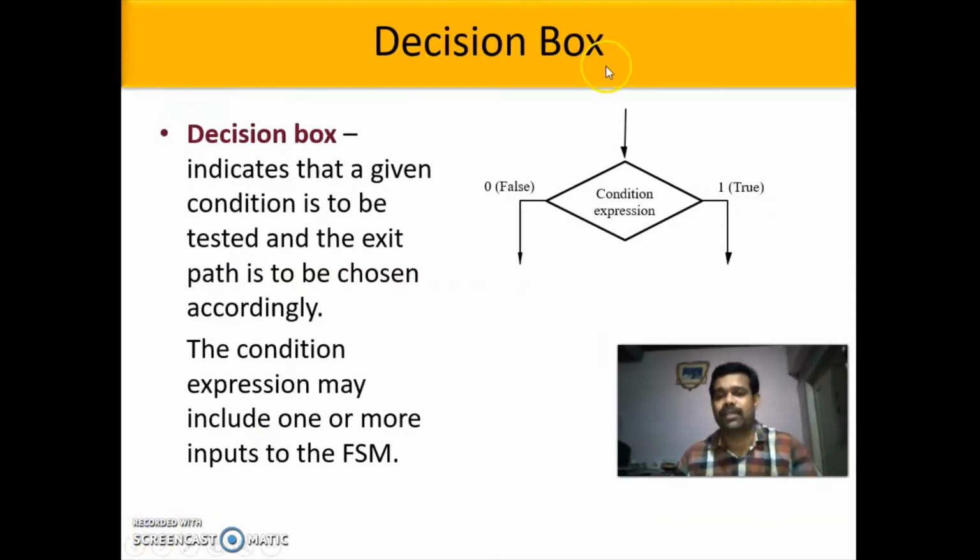Next is a decision box. A decision box is diamond in shape and it indicates that a given condition is to be tested and the exit path is to be chosen accordingly. The condition expression may include one or more inputs to the FSM. So this is decision box. It will verify the condition expression and it will be having either true or false. It indicates that a given condition is to be tested. If there is a condition, that condition is to be tested either true or false. So this is decision box.